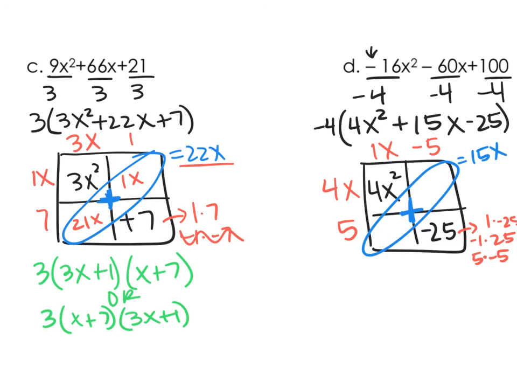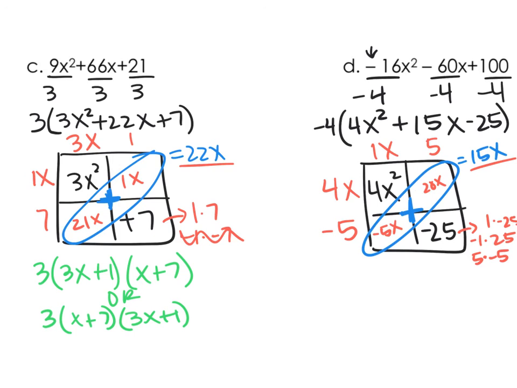Negative 5 times 4x would be negative 20x. And 5 times x would be a 5x. So if I add those together, it's going to give me a negative 15x. So I'm close. I'm really close. Let's try if I switch this negative. It would give me a negative 5x and a positive 20x, which would give me that 15x. So I found my answer.